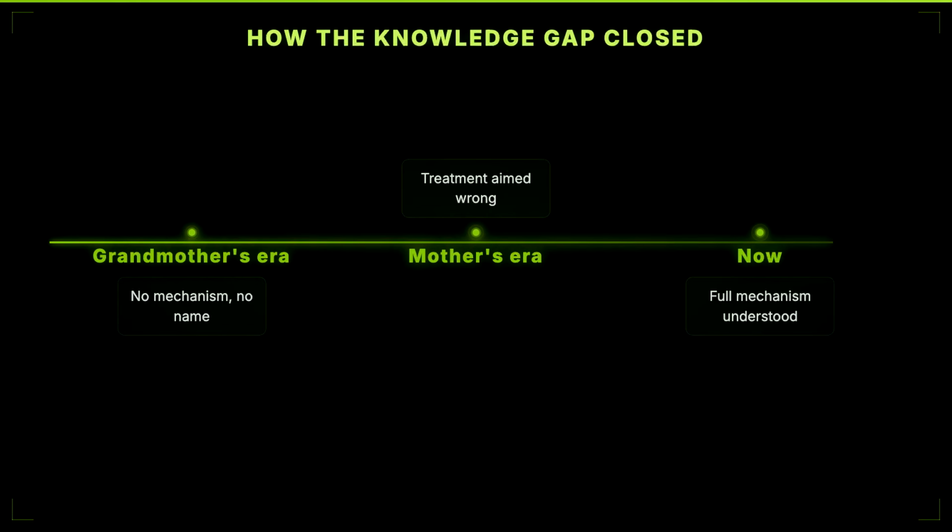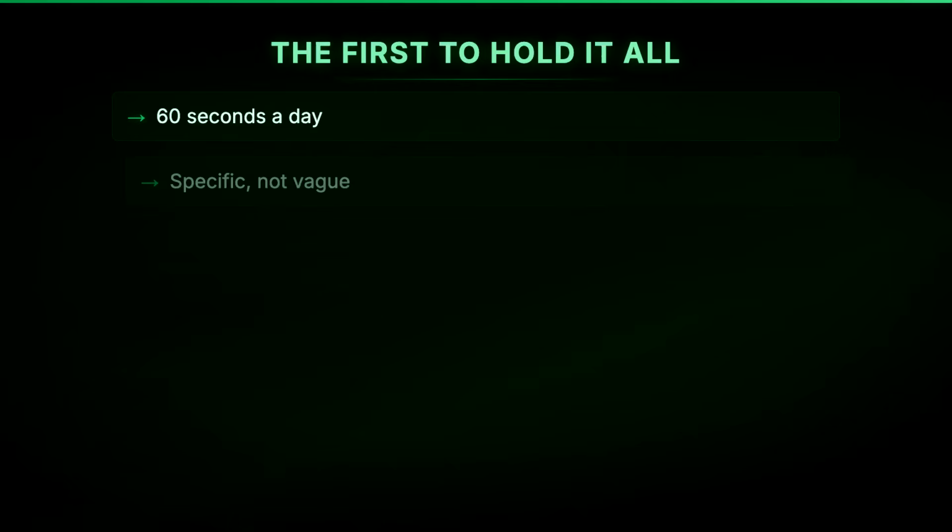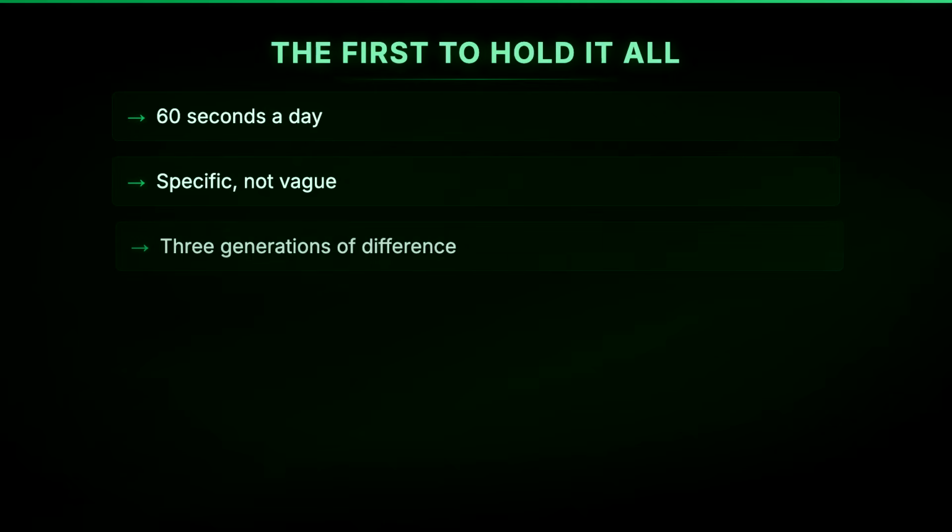Your mother had slightly more of the picture, enough to seek treatment, not enough to seek the right treatment. And so she spent money and time chasing symptoms at the surface while the actual mechanism kept running underneath, undisturbed, decade after decade, exactly the way it had in the generation before her. You are the first one in that line who gets to hold the whole picture at once. The mechanism, the intervention, the maintenance, the timeline, all of it, in a form small enough to fit into 60 seconds of your day and specific enough that you're not guessing at what you're doing or why.